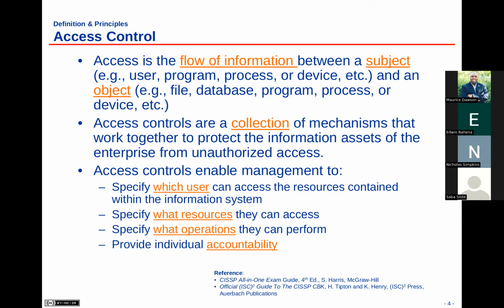All right. So access is the flow of information between a subject and an object, right? A subject can be a person, process, device, or a program. And the object can be a file, database, program, or process as well, and it can even include devices, right? Again, you have subjects accessing an object. And so access controls are a collection of mechanisms that work together to protect the information assets of the enterprise from unauthorized access. So what that means is I just can't log into a system and access any file that I need, right? There needs to be something in place so I can access that particular file, right?